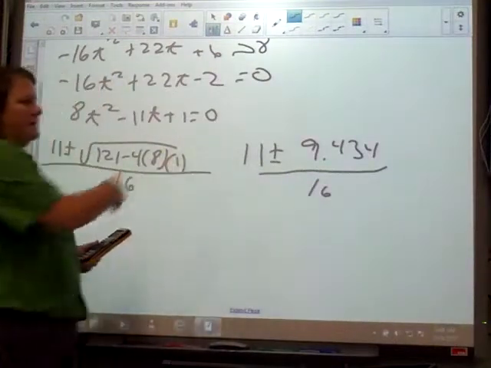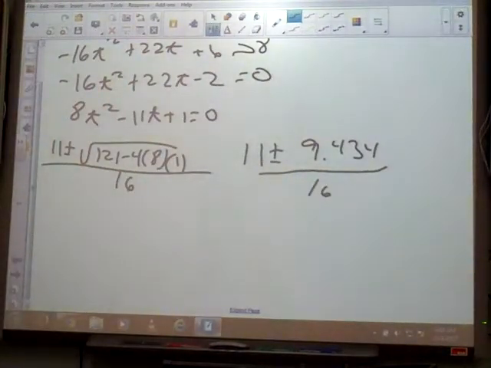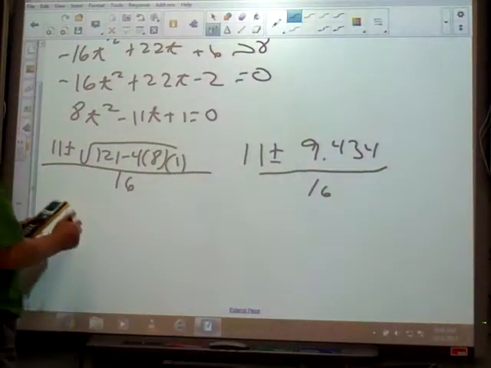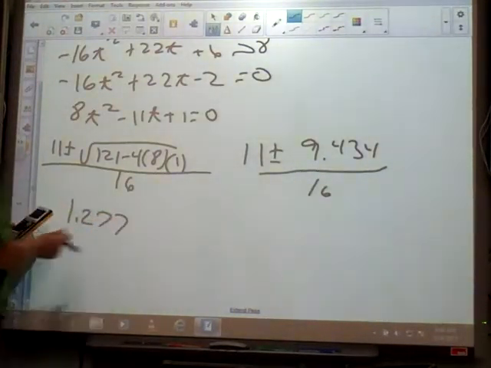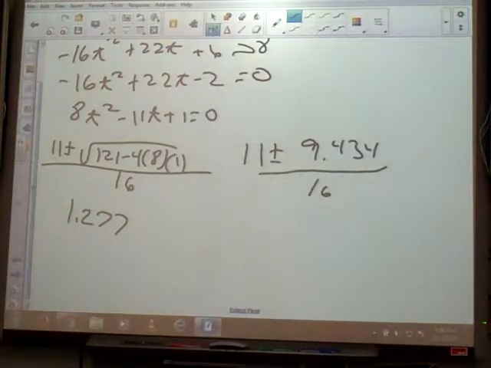Okay, so I do have to do this twice because I'm looking for the time interval. So I'm going to have 11 plus 9.434, enter, divided by 16, enter, 1.277. And then I'm going to do 11 minus 9.434, enter, divided by 16, enter, 0.098.